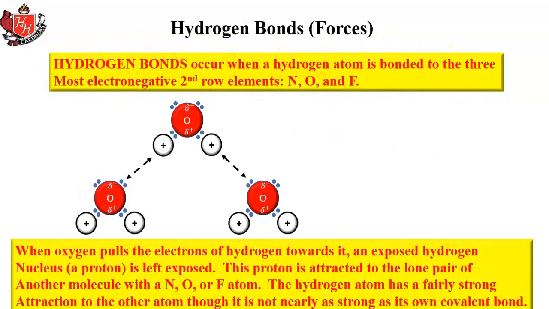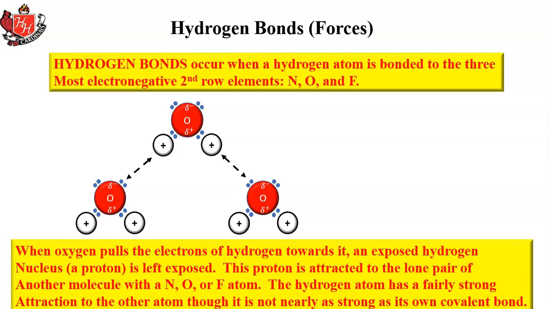Okay, last but not least is hydrogen bonds. These are the strongest of the intermolecular forces, and they're fairly rare. They only happen with very specific atoms and molecules. So hydrogen bonds occur when a hydrogen atom is bonded to the three most electronegative second row elements. That would be nitrogen, oxygen, and fluorine. So if you look over on the right side, on the second row of the periodic table, those are the elements you see. Neon is not included because it is a noble gas. It has a full octet, and it doesn't have any electronegativity. It doesn't want to pull in any more electrons.